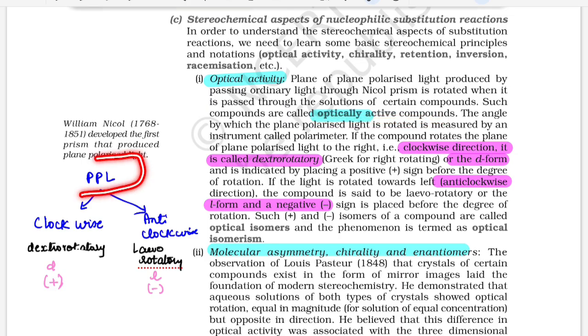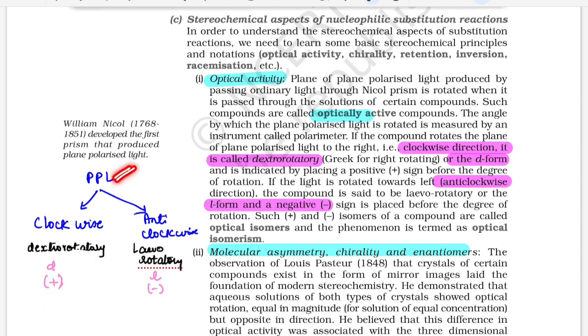When plane polarized light is passed through certain organic compounds, those organic compounds will rotate plane polarized light either in the clockwise direction or anti-clockwise direction. If it is rotated in the clockwise direction, it is called dextrorotatory, and you can represent it as small d or plus in brackets.